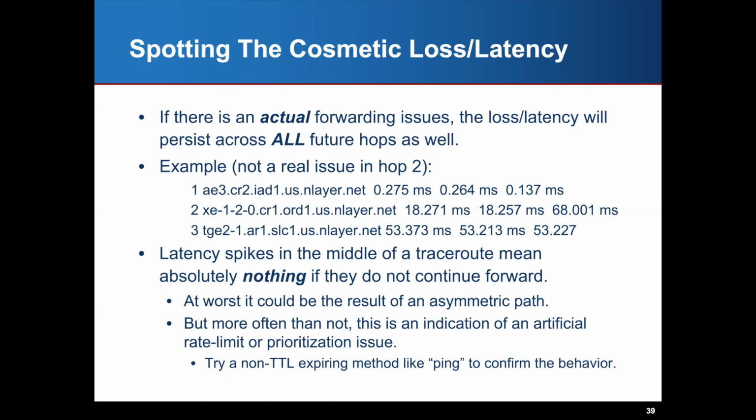So a good way to test that might be to try something that's not TTL expiring. So for example, ping that router interface that shows up and see if you see the same issue, because you fall into a different kind of a rate limit with that ping directly to our router interface. And some people will allow that in their filters, and some networks won't.